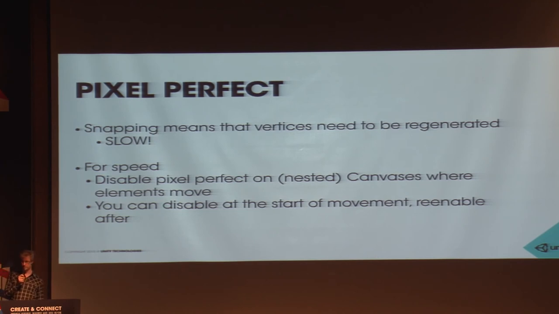You can break up your UI into multiple canvases. You can use nested canvases for this purpose and try to isolate the moving elements so they're within a single canvas or a few canvases. You can then disable pixel perfect on just those canvases but still have it enabled on other canvases. If your UI elements only move some of the time but not all the time, you can also disable pixel perfect just before the movement starts and enable it again after the movement stops.